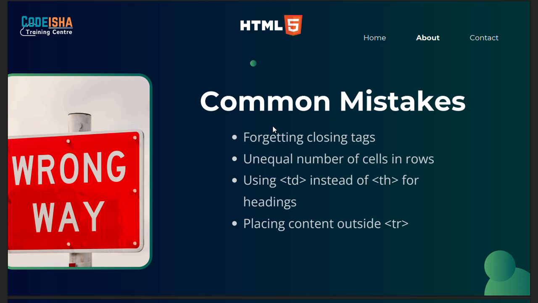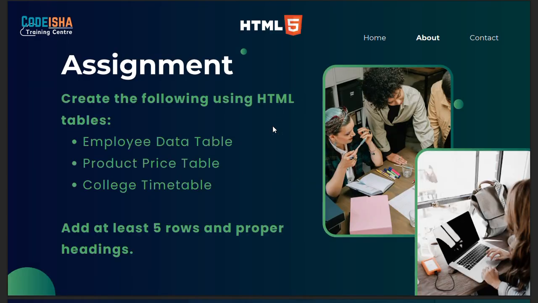And here's the assignment based on today's topics. Try to create one table, whether it is an employee table, product price, or college table. Here the product price table I have already done, so let's try to create student records data. For each data table, try to add 3 or 5 rows and proper headings. So up to here everything okay, right?